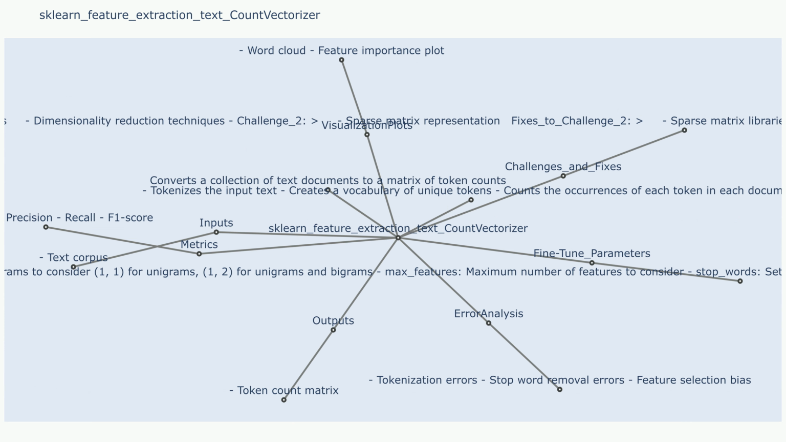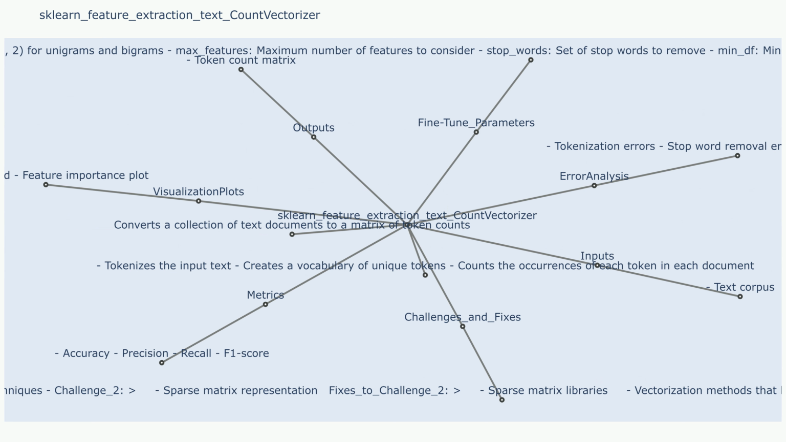Fixes to challenge 1. Use min_df parameter to ignore words appearing less than a certain threshold. Use max_df parameter to ignore words appearing more than a certain threshold. Challenge 2. Explain in detail. Large vocabulary size. A very large vocabulary can lead to high dimensionality and computational challenges.